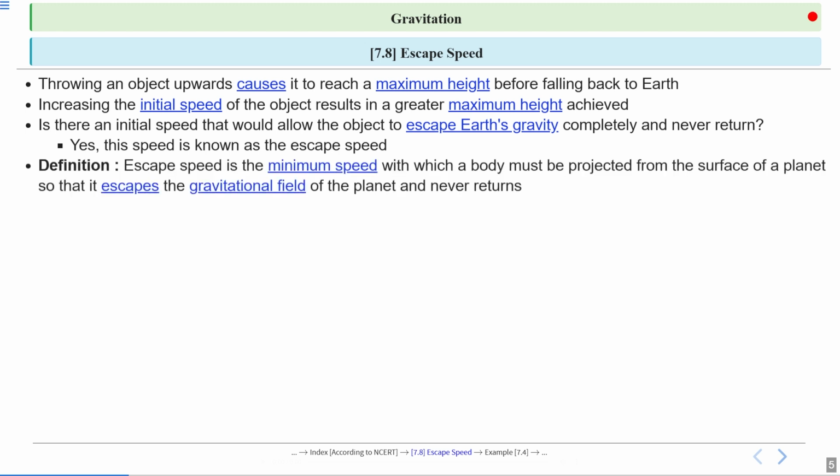So let's talk about the definition. Basically, escape speed is defined as the minimum speed with which a body must be projected from the surface of a planet so that it escapes the gravitational field of the planet and never returns. This means that if an object reaches this speed, the escape speed, it will continue moving away from the planet indefinitely.